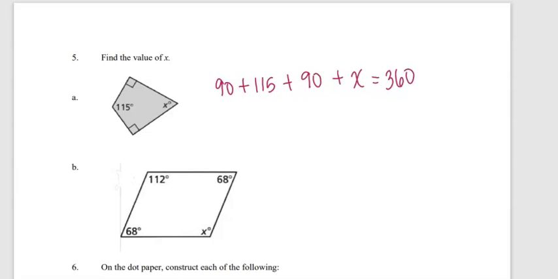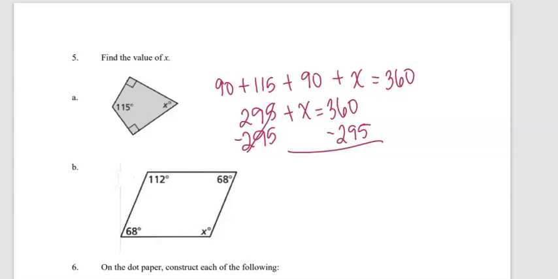We'll combine like terms by adding 90, 115, and another 90. That's going to add up to 295 plus x is equal to 360. We'll then subtract 295 from both sides, and you're welcome to use a calculator. Then we'll take 360, taking away 295, and that tells me that x is equal to 65 degrees. This angle here is 65 degrees.